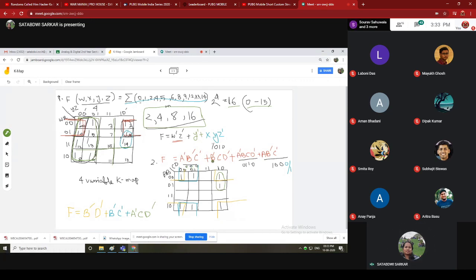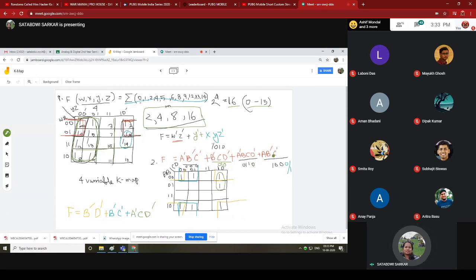Okay. And here it is B bar, C, D. So it is 0, 1, 0. Here it is A, B, C, D. So 4 variables. So 4 variable K-maps with 16 cells. So value of A is 0 because it is A bar, B is 1, C is 1, and D bar is 0.